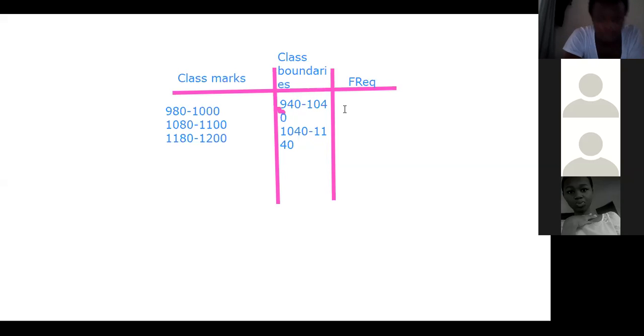So for instance, if you are given 5 to 9, our mid value will be 5 plus 9 divided by 2. What's 5 plus 9? 5 plus 9 is 14. So 14 divided by 2 is 7. So our mid value becomes 7, or our midpoint will become 7. I hope I've made myself clear. Yes, sir.